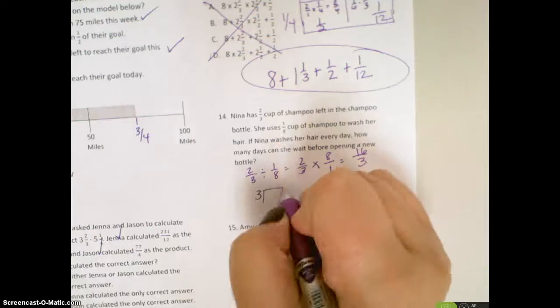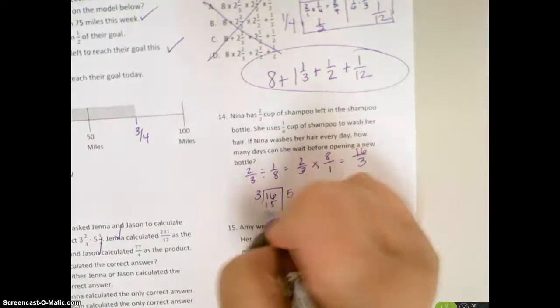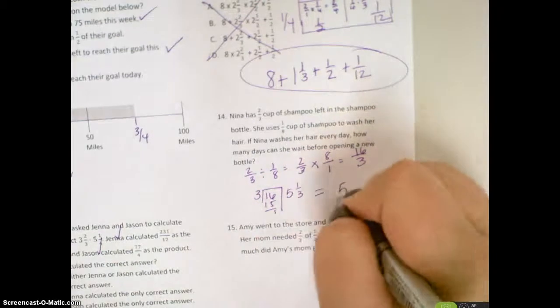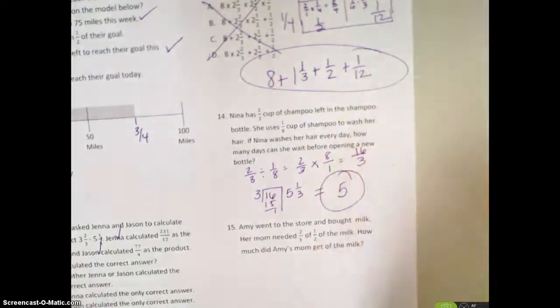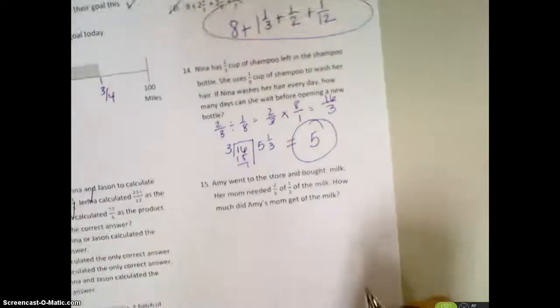And when I divide 3 into 16, 3 goes into 16 5 times. I'm going to have a remainder of 1, so the fraction again would be 5 and 1/3, but she can wash her hair for another 5 days before she has to open a new bottle, because on that 6th day, she's only going to have 1/3 left.